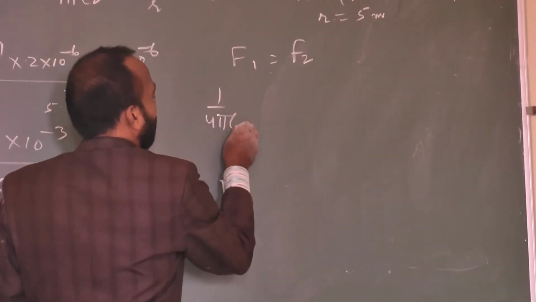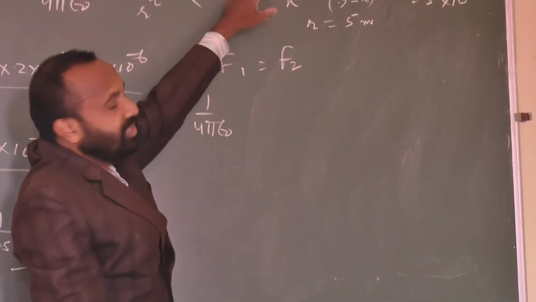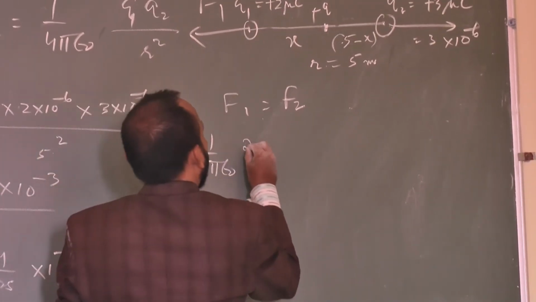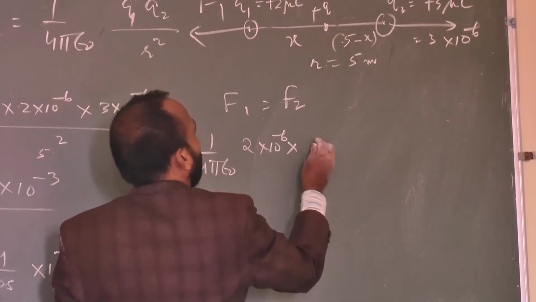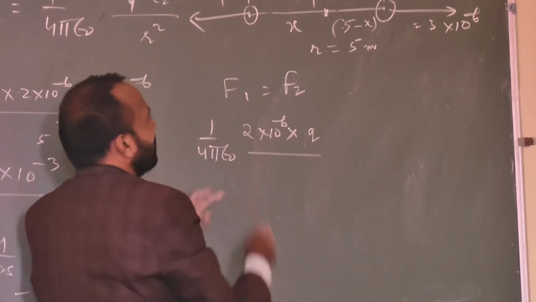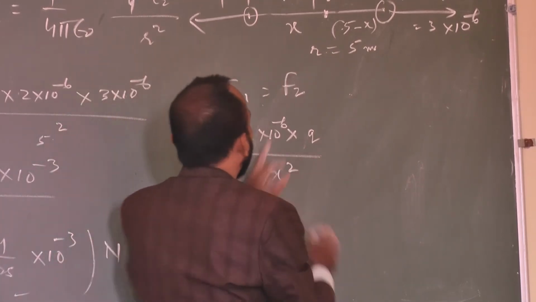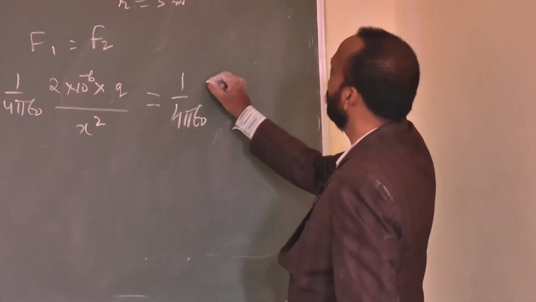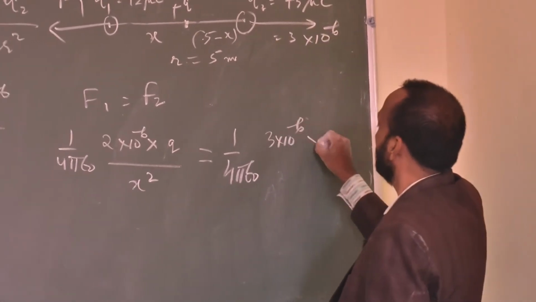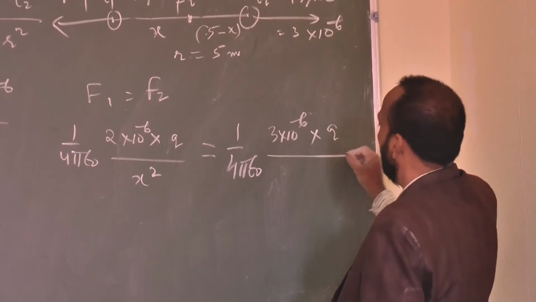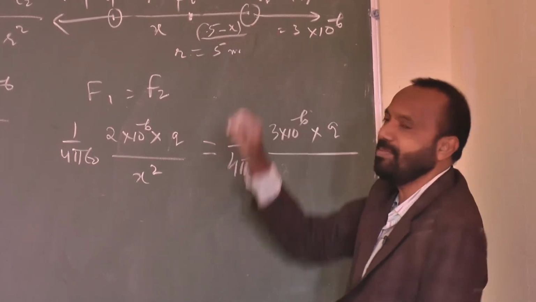So let us calculate. F1 is equal to 1 by 4 pi epsilon naught, Q1 which is 2 microcoulomb, that is 2 into 10 to the power minus 6, times the plus Q charge, divided by R square, which is x square because the distance is x. This equals, in the same format, 1 by 4 pi epsilon naught, Q2 which is plus 3 microcoulomb, that is 3 into 10 to the power minus 6, times the Q charge, divided by R square, where the distance is 5 minus x, whole square.